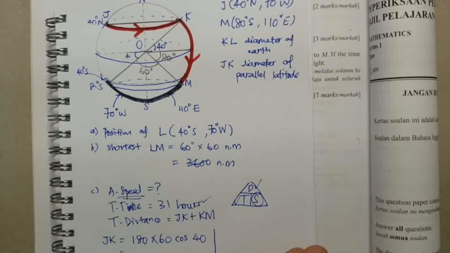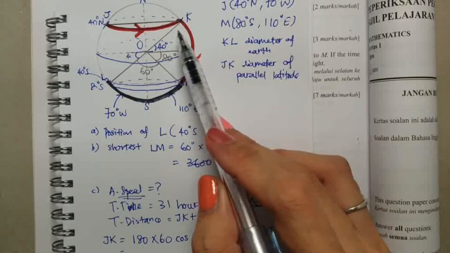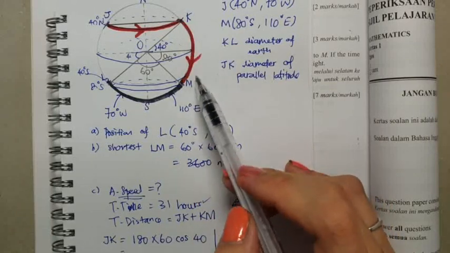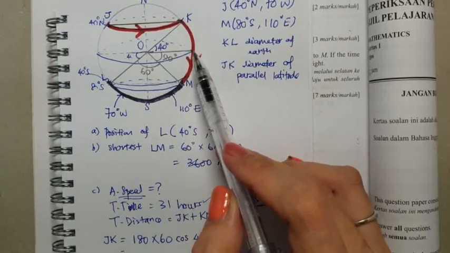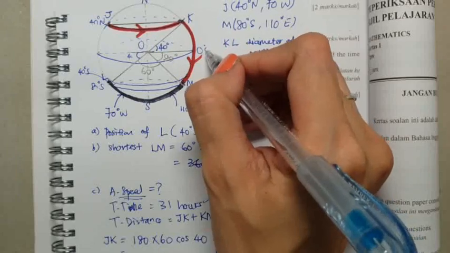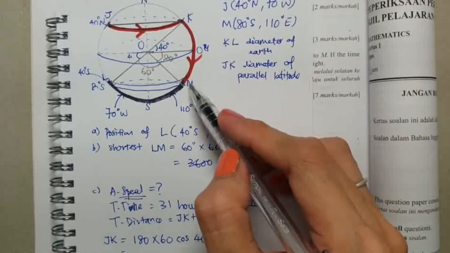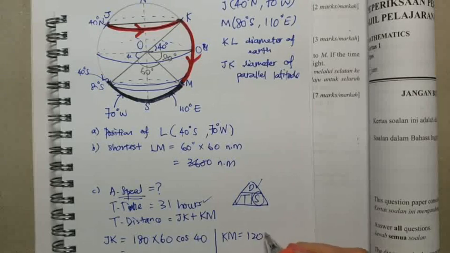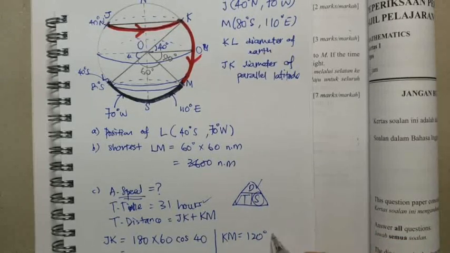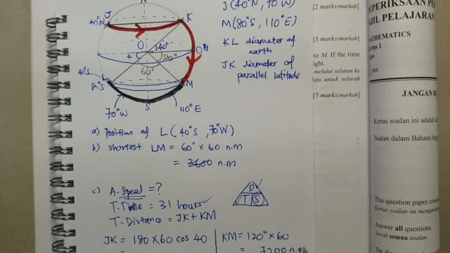And at the same time, we find the KM. Now, KM is along the longitude, so this is the great circle. So we have to find the angle between K and M. So we have 40 from the 0 here. This is the equator, the equator is 0 degrees. So from the 0 go up 40 degrees. And from the 0 to M, which is 80 degrees downwards. Therefore, the angle between them is 120 degrees, because you take 40 plus 80, times 60. That's it, because it's a great circle. So we will have 7,200 nautical miles for KM.